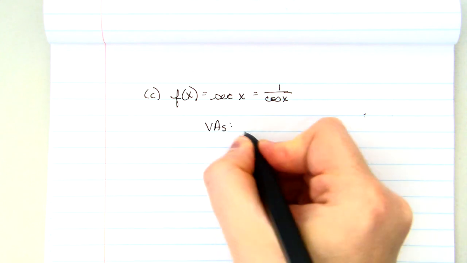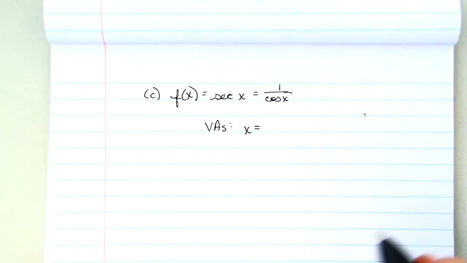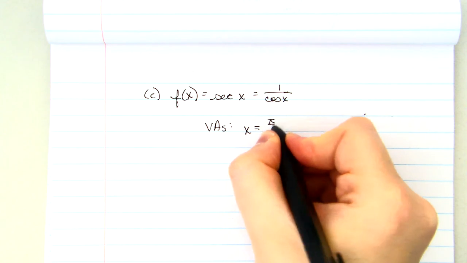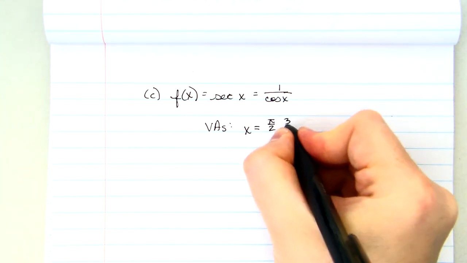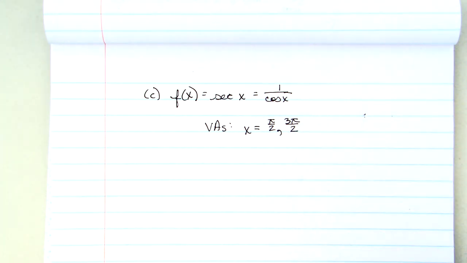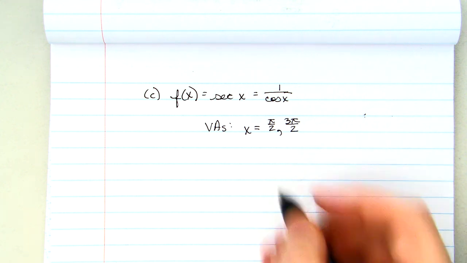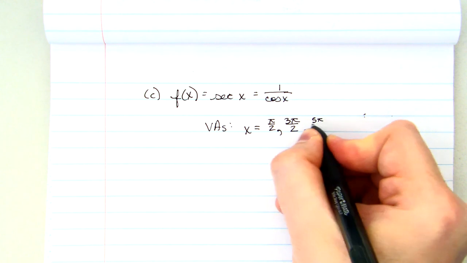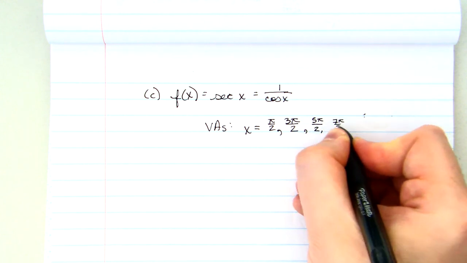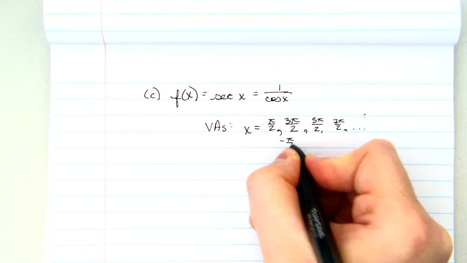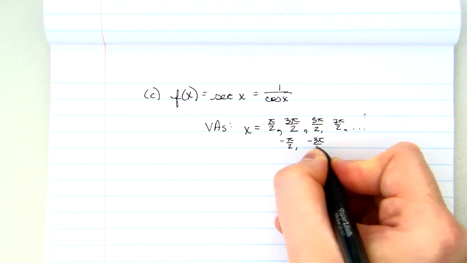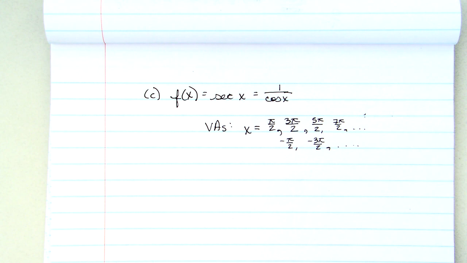Vertical asymptotes at x equals. Okay, so all we have to do is figure out what would make the cosine 0. Pi over 2. And what? Pi over 2, 3 pi over 2. However, you know what? I didn't actually tell you. We're just sticking to one time around the unit circle. We can keep going. 5 pi over 2. 7 pi over 2. Negative pi over 2. Negative 3 pi over 2. There are really infinitely many of these things.